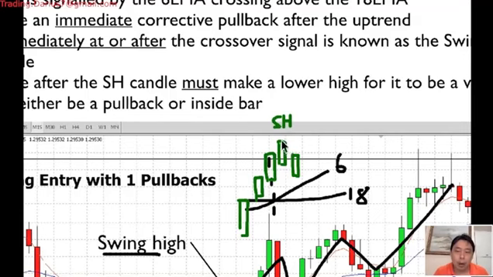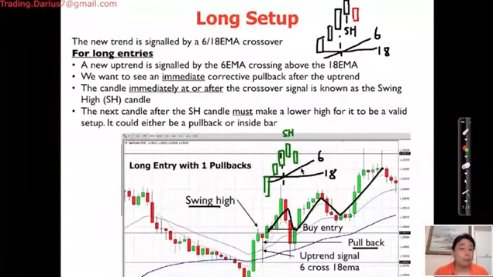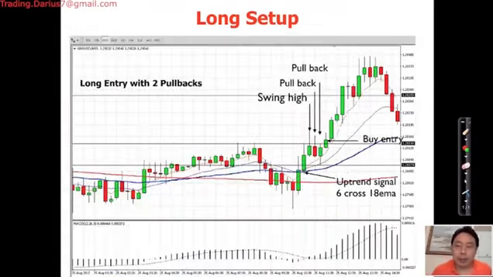So in this case, it's a lower high, lower low. That's a pullback candle. This make sense? Great. So please understand this before we move on. All right. So let's take a look at another example.